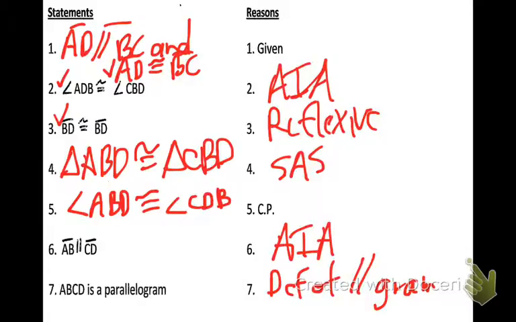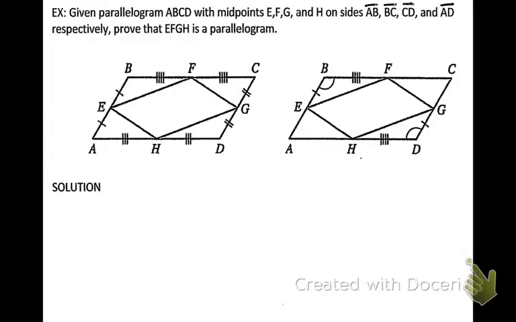All right. Given parallelogram ABCD with midpoints E, F, G, and H on sides AB, BC, CD, and AD respectively. Prove that EFGH is a parallelogram. All right. So we're just going to talk through this.